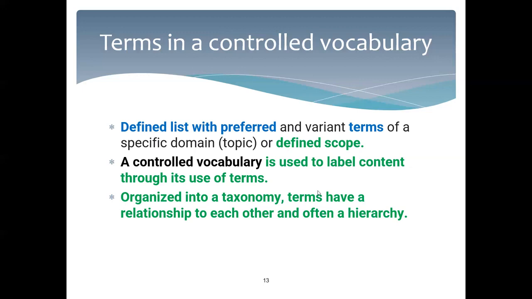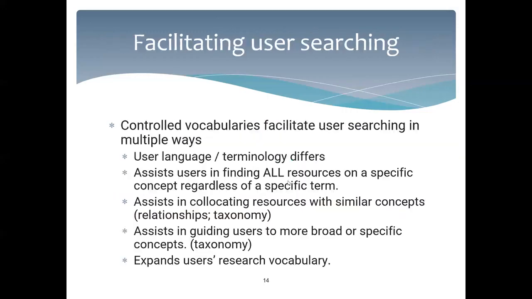So this will be some of your exercises going forward. What will your preferred term be? And then what are going to be the variations on that term? What are going to be your synonyms? And then what do you need to separate out from those? A controlled vocabulary is then used to label the content through its use of terms. That may be helpful for some of you who are working on real life projects. How would this term be used to label the content that we already have? Would it be useful to label it in these ways? And then, of course, organized into a taxonomy, that's where we come upon the relationships.